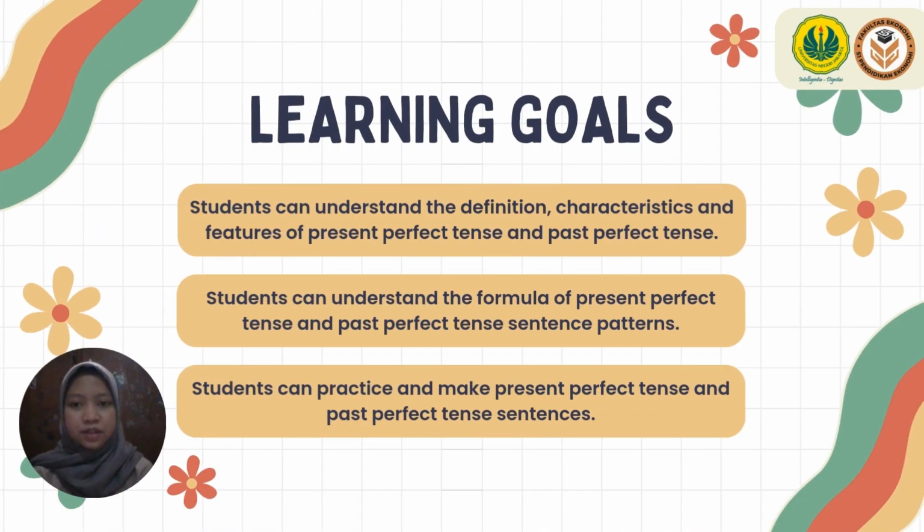Okay, the first one we're going to talk about is learning goals. There are 3 learning goals. The first is students can understand the definition, characteristic, and features of present perfect tense and past perfect tense. Second, students can understand the formula of present perfect tense and past perfect sentence pattern. And third, students can practice and make present perfect tense and past perfect tense sentences.